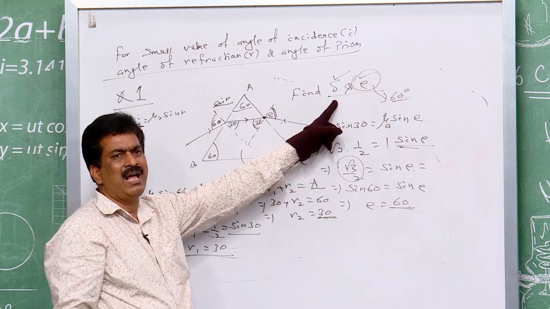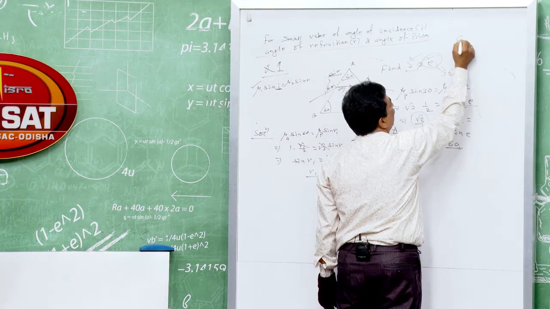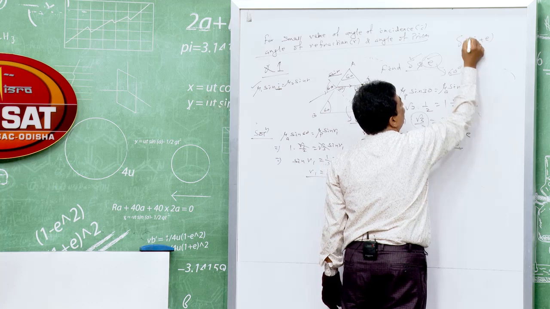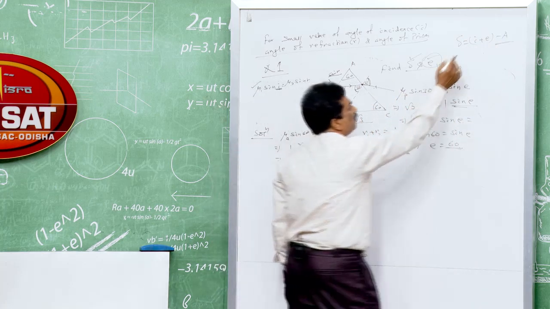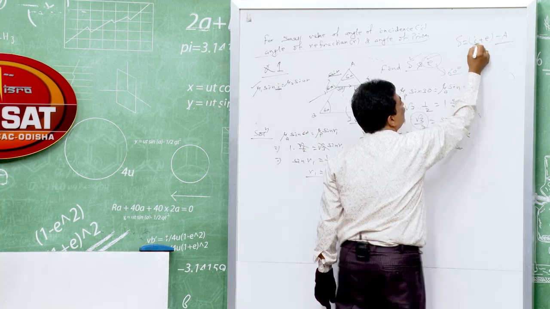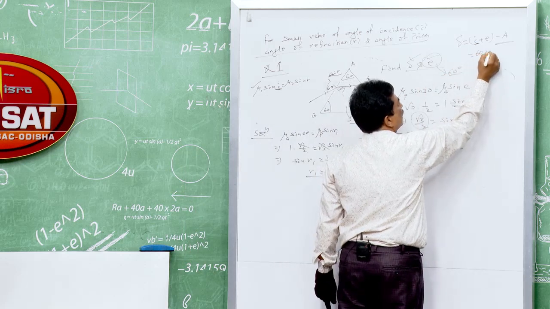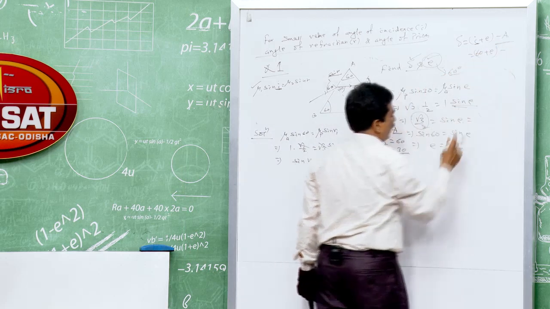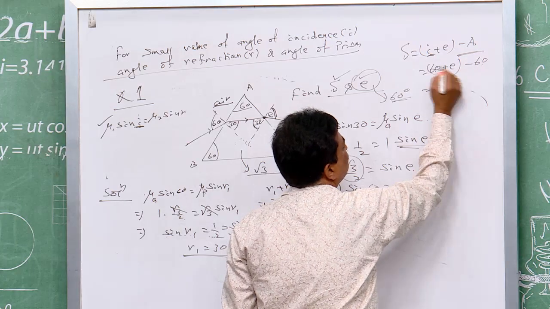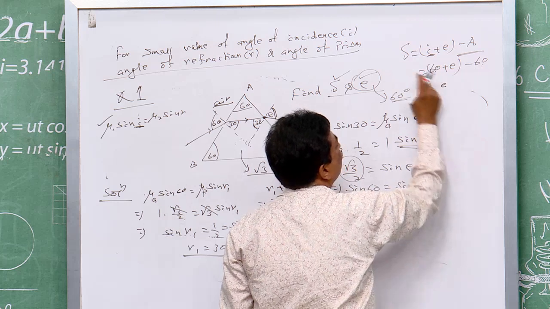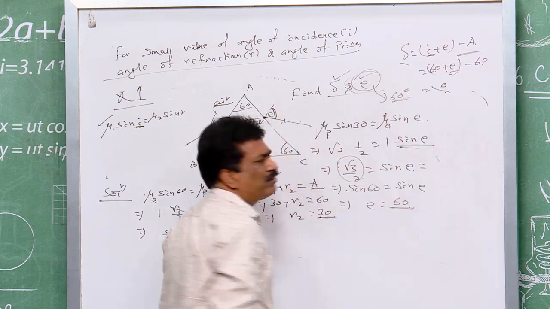Then comes δ. How will you find the value of δ? You already know that δ is equal to i plus e minus A. This formula is very important. Here i, the angle of incidence, is 60, plus e, which is 60, minus A, which is 60. So δ is equal to 60. That value you came to know.